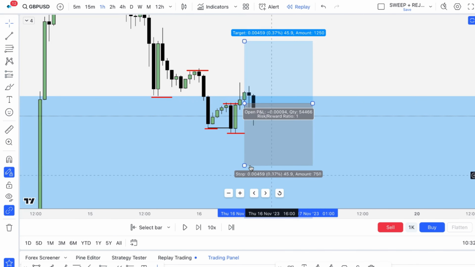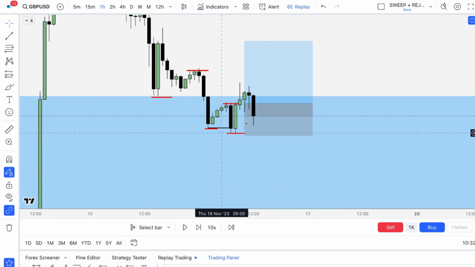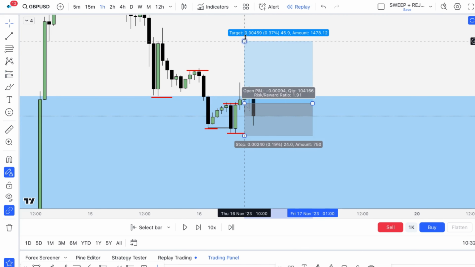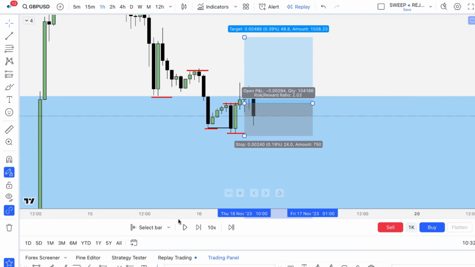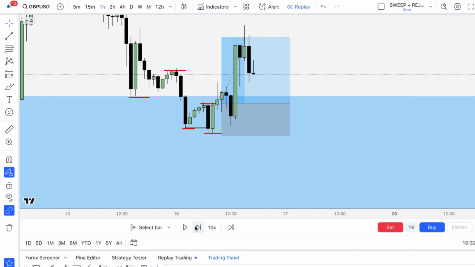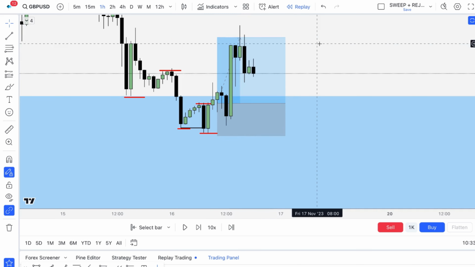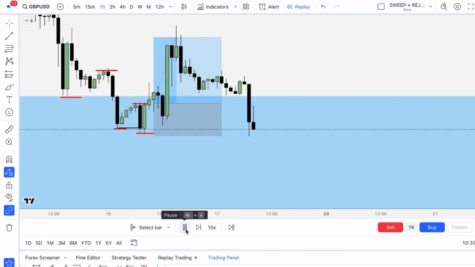So entries on the retest of that level, invalidation below this liquidity sweep right here, and then we're just looking to target a 1 to 2, and then you can leave a runner as well. So you triggered in right here. So you can see a 1 to 2 was hit, and we did actually get quite a reaction from that take profit area, which is normally a good sign that this area is actually quite a good level to be taking profits off at.